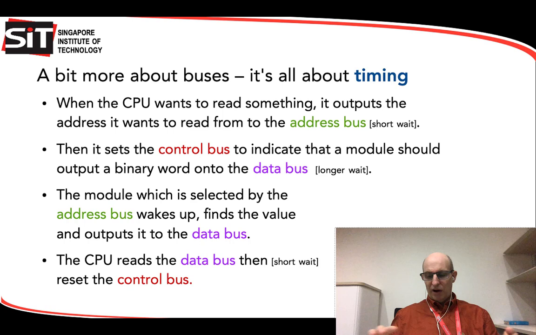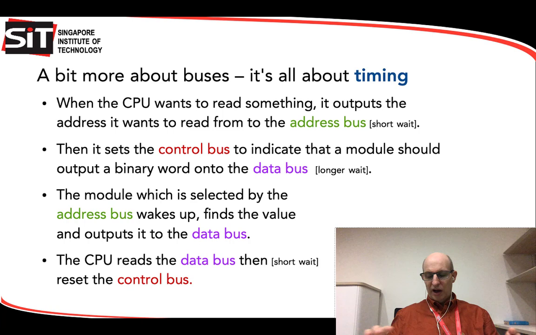The CPU has been waiting meanwhile, and at the appropriate time, the CPU says, okay, let's look on the data bus. What's on the data bus? All right, that's the value I want. You can see that timing is important. Once the CPU gets the value it wants, it tells the control bus, okay, that's it. Peripheral, you can stop outputting data now.